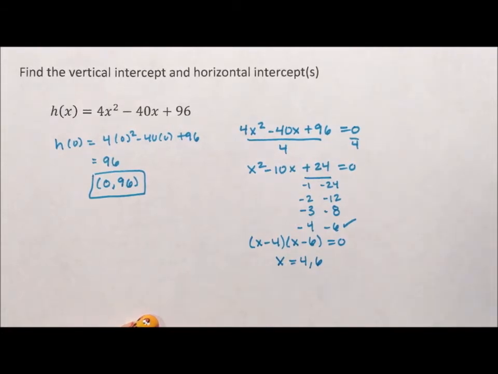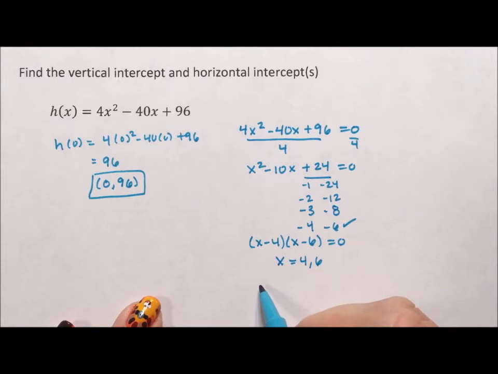To get these to be ordered pairs on a graph, what we really need to do is write them as ordered pairs. So (4, 0) and (6, 0). These become our horizontal intercepts.